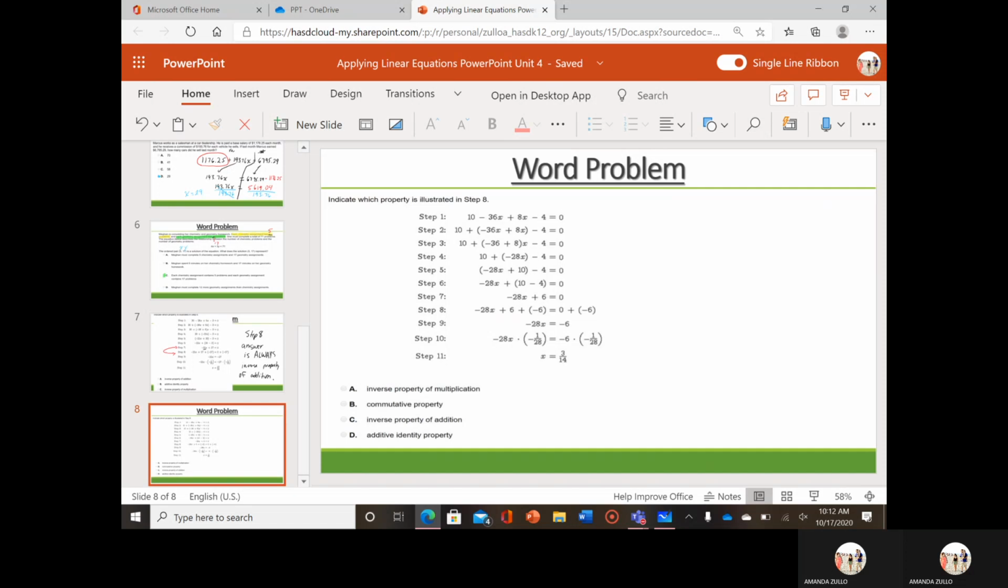Here we are. Here's another one. Ask for step 8. Well, I don't care what step 8 says. I know that I'm using the inverse property of addition. Whatever it says, whatever this says, I know that that's what it is. Right? They're adding the opposite. And ladies and gentlemen, that's it for applying linear equations.